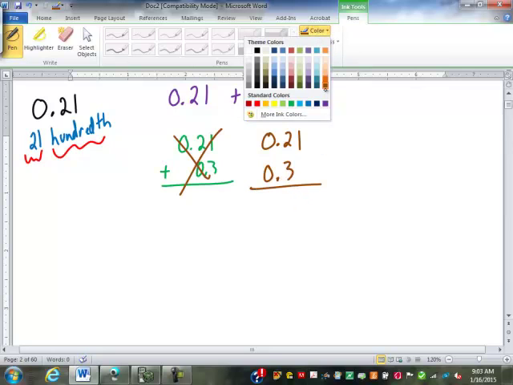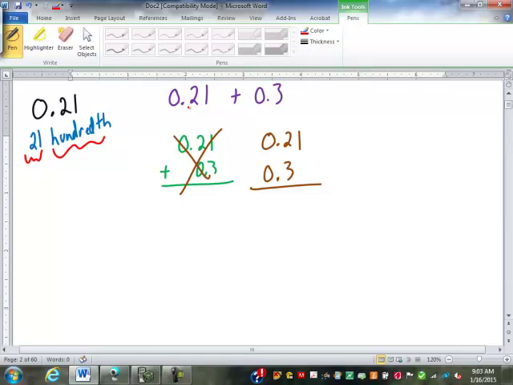Because when we look up here, this is 21 hundredths, but this is 3 tenths. They have different names. You can give them the same name by just putting a 0 there. Now that's 30 hundredths. So when we're lining up the decimal points, all we're really doing is making sure they have the same name. And now we can add. 1 plus 0 is 1, 2 plus 3 is 5.